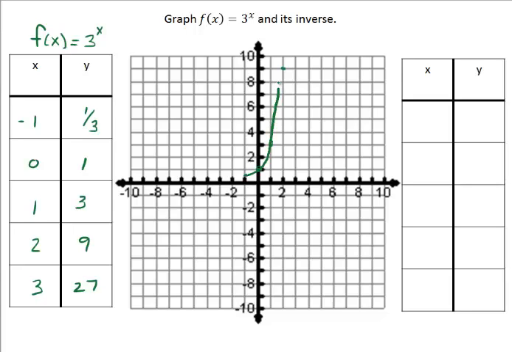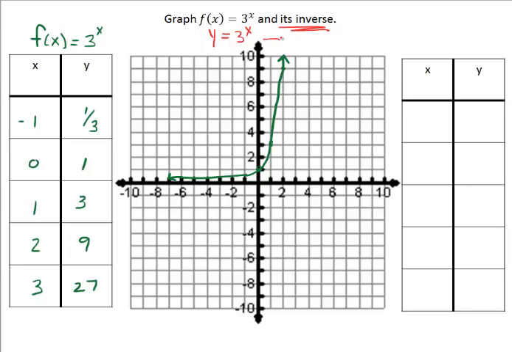If I've done my job correctly, it should be a curve, and we know that it should get really close to the x-axis, but it shouldn't actually touch or intersect the x-axis. And now what we want to do is really focus on its inverse. So in order to do that, instead of taking a look at f of x equals 3^x, let's rewrite that as y equals 3 to the x.